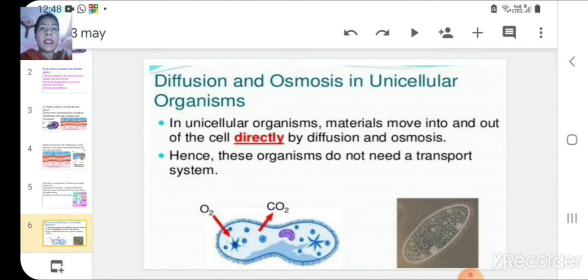Here in this slide, you can see diffusion and osmosis in a unicellular organism, where the picture of the unicellular organism paramecium is taken. You can see that oxygen is coming into the paramecium cell and carbon dioxide is leaving it. So the transportation of various gases also takes place in unicellular organisms through diffusion and osmosis.